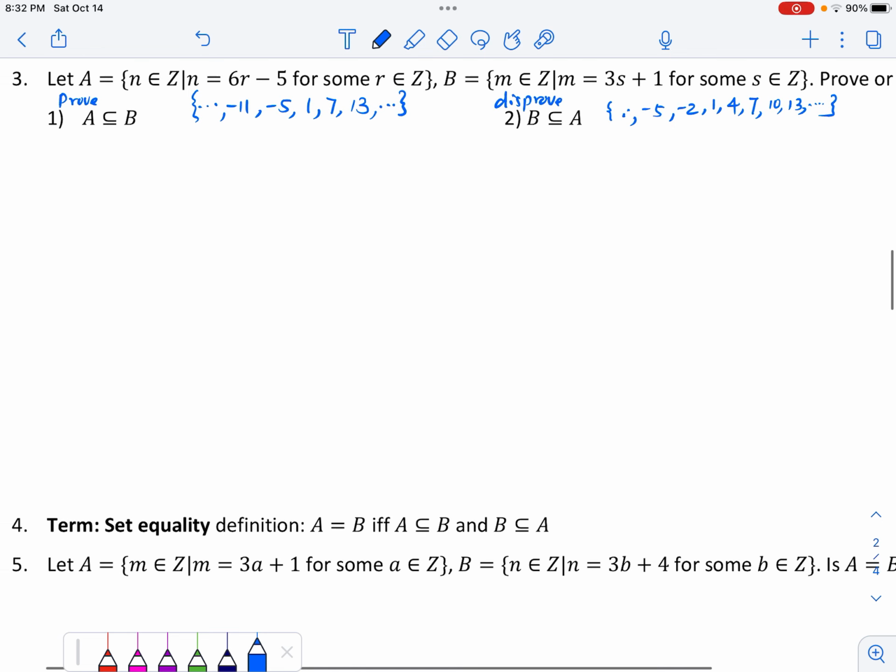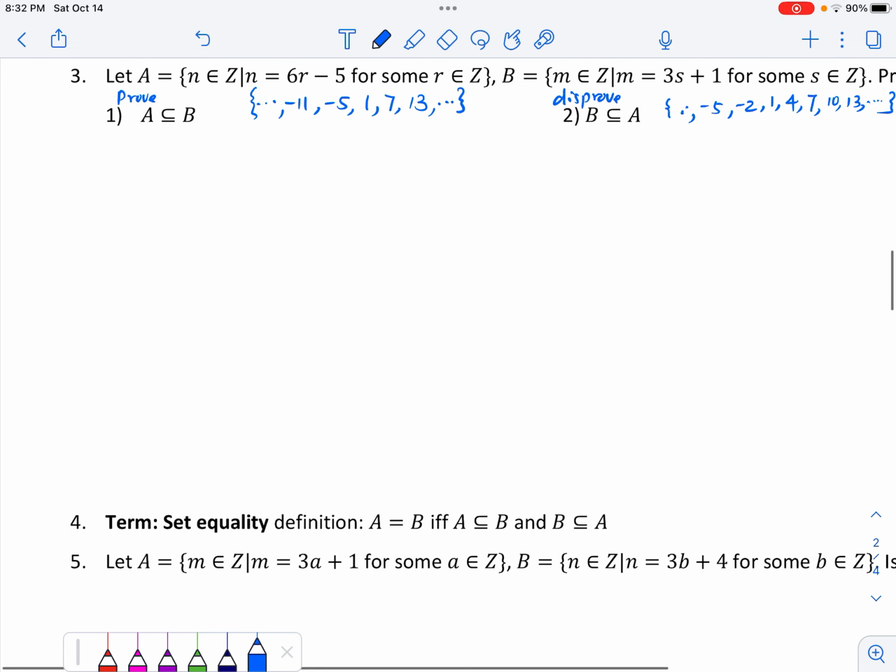The method that we are using is called the elements method. Basically, we are going to pick arbitrary elements from A. Then we show that these arbitrarily selected elements from A are actually in the set B. When this is done, we can say all the elements in A will be in B, because the elements we are selecting are arbitrarily selected.